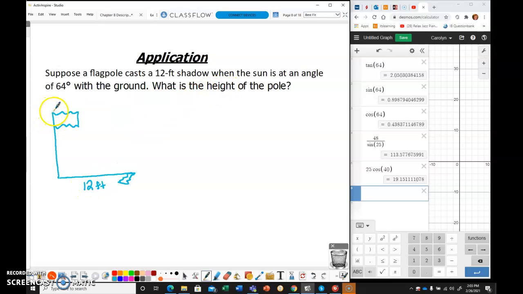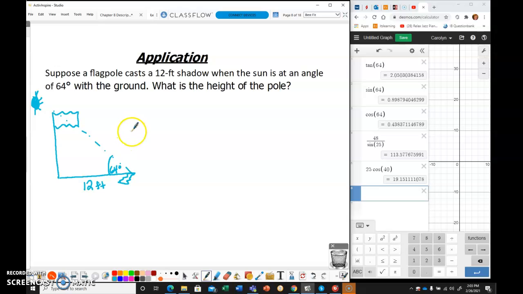And shadows are made based off of an angle of the sun. And so my little sunshine's up here, right? Here's my sunshine. And that angle that we say the sun is at is measured with the ground. So this is the ground angle of 64 degrees.